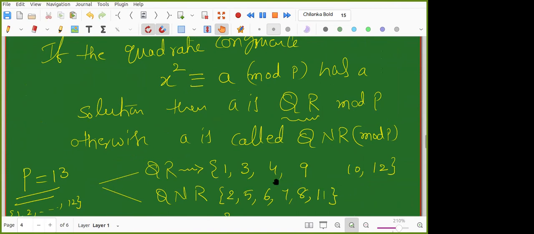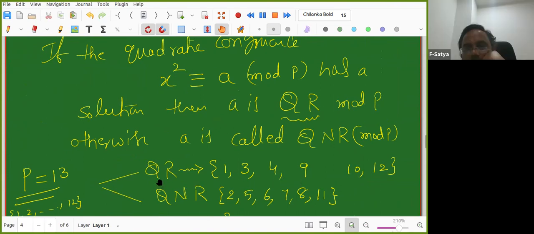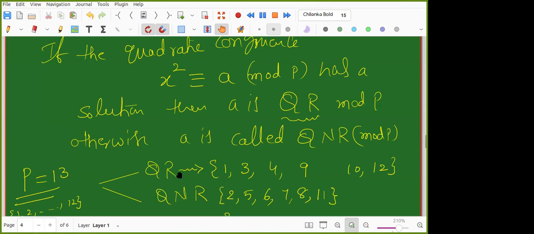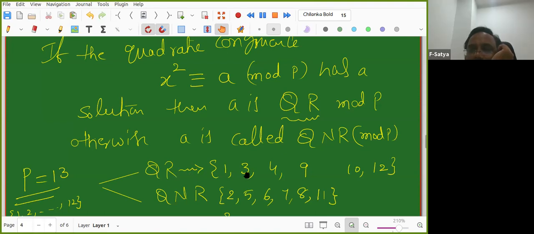Sir, if x belongs, x square also belongs. No. Then minus x, p minus x is also. See, 1 is there. Now 13 minus 1, 12, that is also a quadratic residue. 3 is a quadratic residue. Then 13 minus 3, 10 is also a quadratic residue. Right? So that's where p minus 1 by 2 being even is very useful. Gaurav's observation is wonderful.